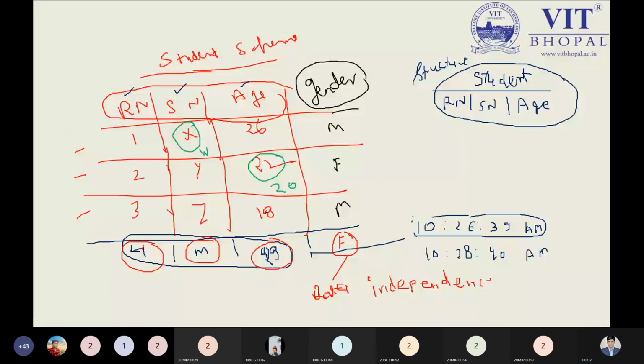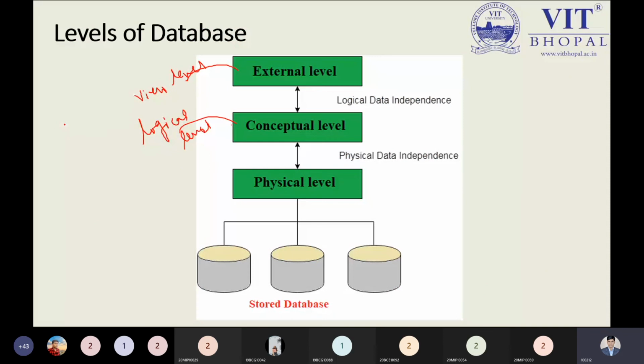Now, as we have seen in the database, there are three different levels: the physical level, the conceptual or logical level, and the external or view level. Logical data independence lies between the external level and the conceptual level, and physical data independence lies between the conceptual level and the physical level. So think about physical data independence.